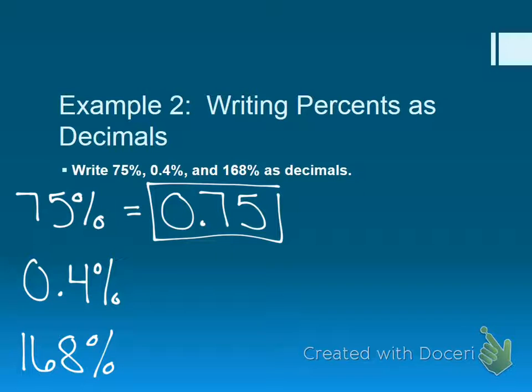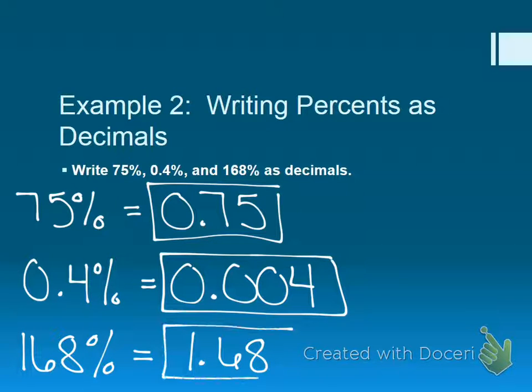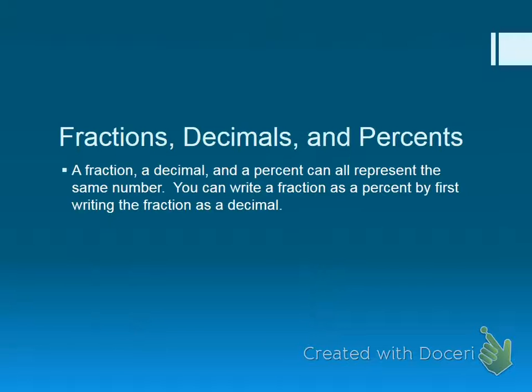0.4% and 168%. All right, so 0.4% is going to be what as a decimal? Point, how many zeros? 0.004. And drop the percent. If you put a percent sign here, it's going to be wrong because it's not a percent anymore. You converted it to a decimal. What about 168%? 1.68. And that makes sense because it's going to be more than 1 because it was more than 100%. So 1.68, and don't forget to drop your percent sign. Any questions on example 2? Anything?